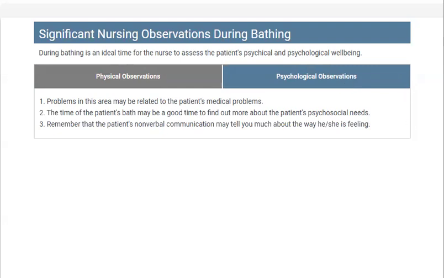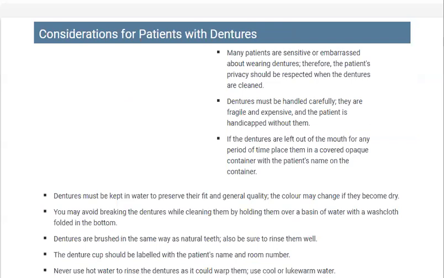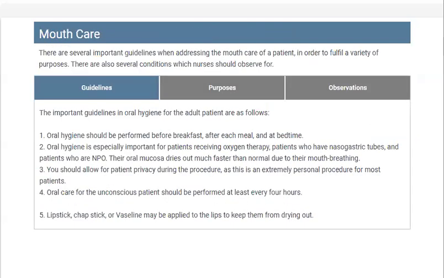Mouth care. There are several important guidelines when addressing the mouth care of a patient in order to fulfill a variety of purposes. There are also several conditions which nurses should observe for. Guidelines. The important guidelines in oral hygiene for the adult patient are as follows. 1. Oral hygiene should be performed before breakfast, after each meal, and at bedtime.